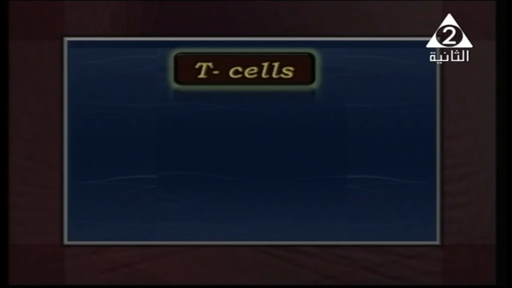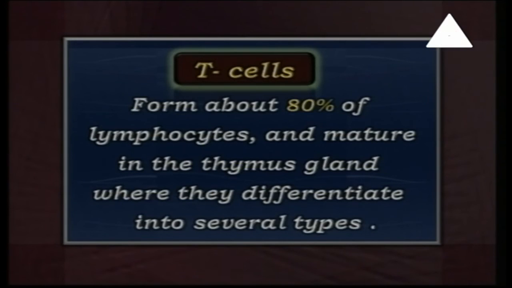Then we have the second type, which is T cells. They form about 80% of the lymphocytes and mature in the thymus gland. So we have the first type, B cells, identifying and destroying. Number two, T cells. They form about 80% of the lymphocytes and mature in the thymus gland, where they differentiate into several types. So B cells are just one type, while T cells have different types.